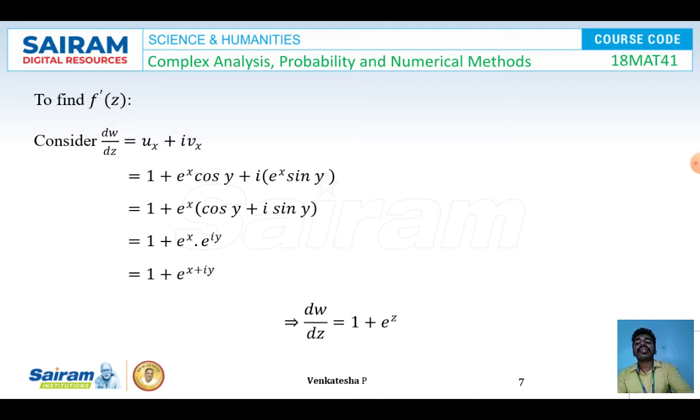So I got dw by dz is equal to 1 plus e power z. This is because of the complex number z is equal to x plus iy.